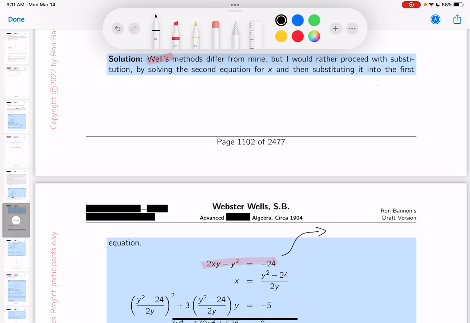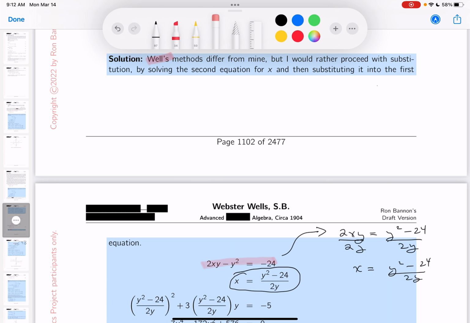And if you solve that for x, you get 2xy equals y squared minus 24. And then you divide both sides by 2y. And what would you get? You get x equals y squared minus 24 over 2y. And that's right over here. So I met that milestone, and that's a good milestone to meet. Let me get my eraser out, and I feel comfortable with that.